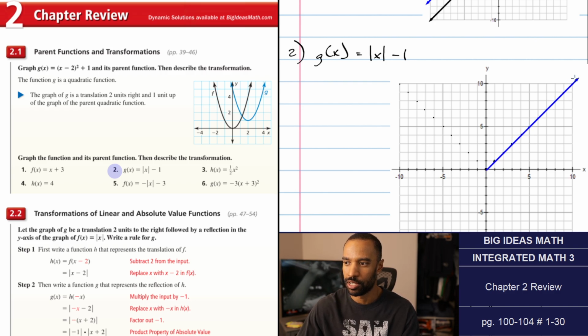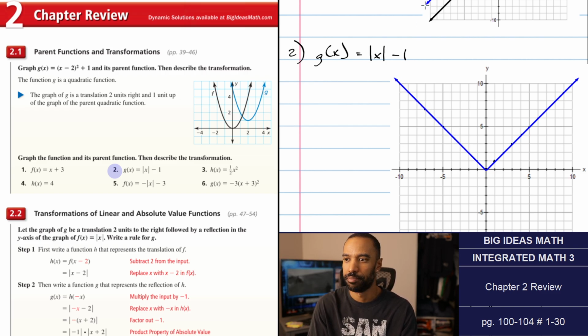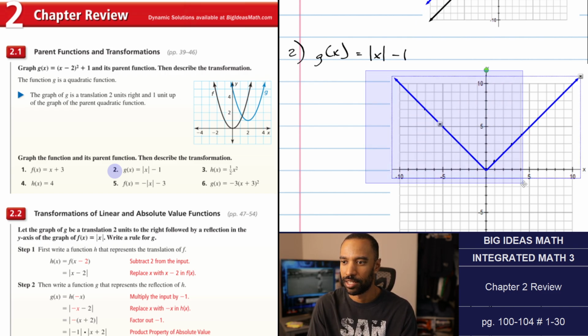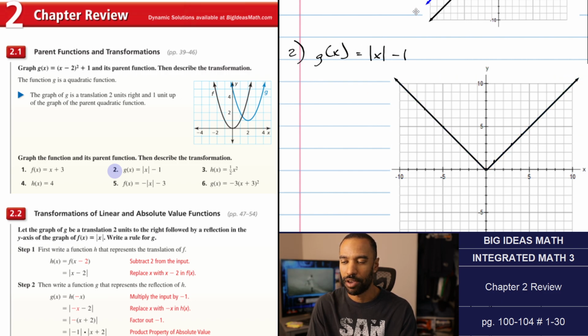Vertex is at the origin. I'm going to change that to black in a second. Vertex is at the origin, and it does that. This is in a non-transformed way. Well, we have one that's transformed. Okay, we have one that's transformed, absolute value of x minus 1.